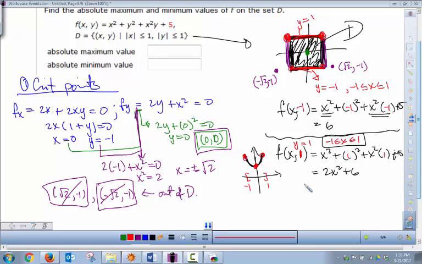So we can conclude here max at x is equal to plus or minus 1, and then y is equal to 1 in this case. So when x is equal to plus or minus 1, let's put it into the original function already. When x is equal to plus 1, y is equal to plus 1, and what's z equal to? So 1 plus 1 plus 1 plus 5 is 8.